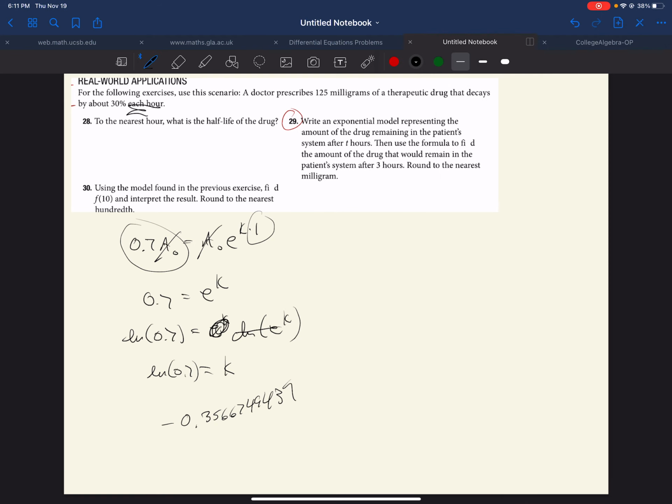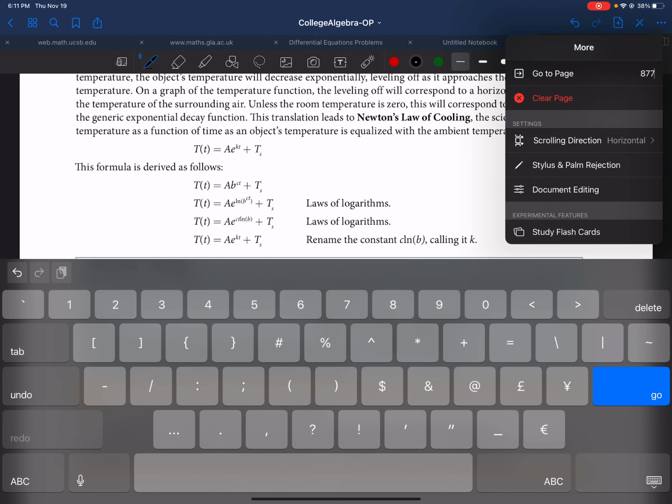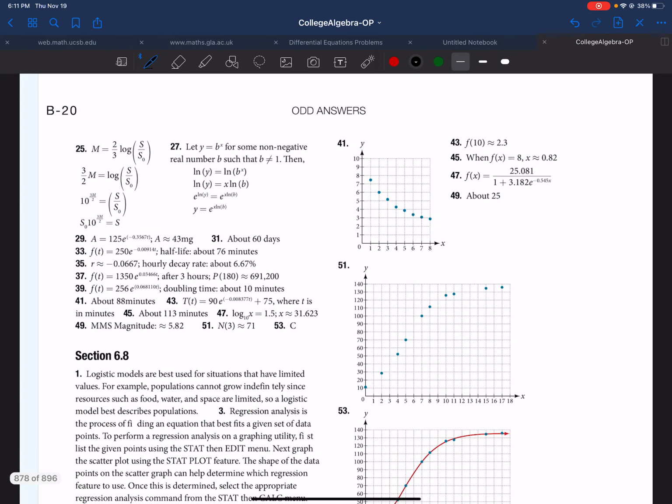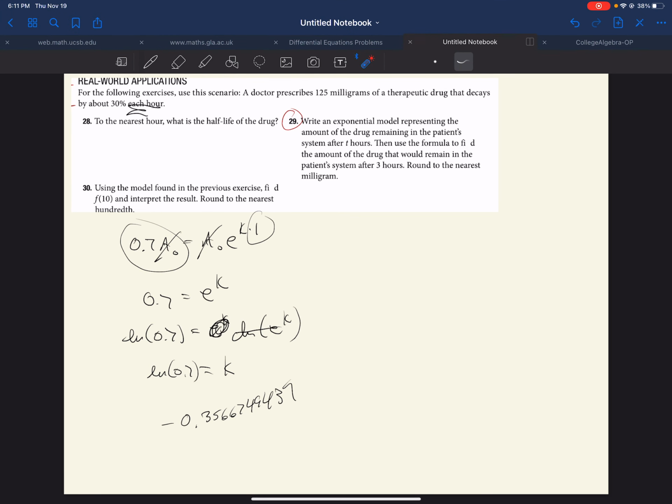And in the back of the book, I think if we go to 877, here in problem 29, right here, they have that negative 0.3567, and that is what we have right there. So that's how they get it in the back of the book. It's not that you take that, but you take that and ask, what does that mean for you? If it drops by about 30% each hour, that means after 1 hour, 70% remains. And that's a little bit different than it dropping by 30%.